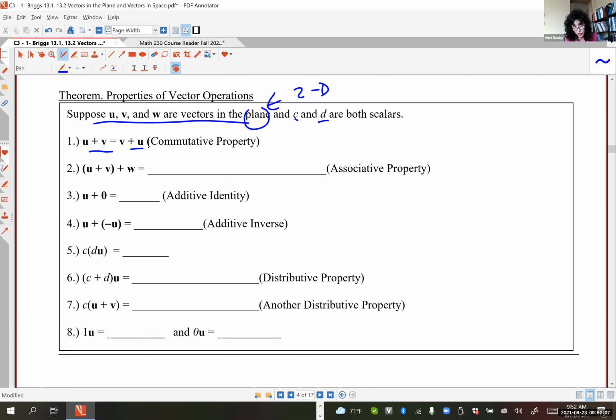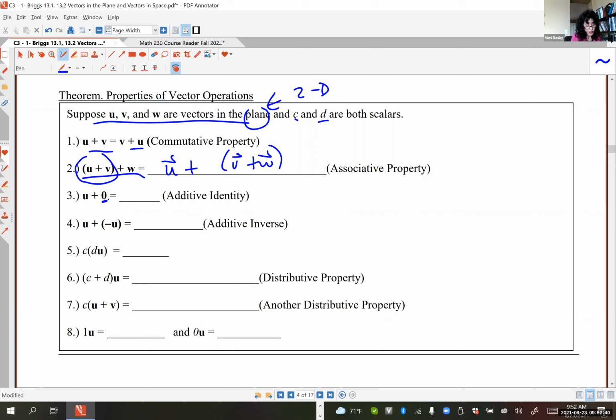Now, that's not true for subtraction. Subtraction order does matter, just like with numbers. 5 minus 2 is not equal to 2 minus 5, but 5 plus 2 is equal to 2 plus 5. So you have commutativity as long as you're adding, fine. What if you have 3 vectors and you're trying to add them together? Well, you could add the u and v together and then w, and that'd be fine. Or if you prefer, you could add the v and the w together and then add u. Either way, it doesn't matter. Same thing, because we have associativity.